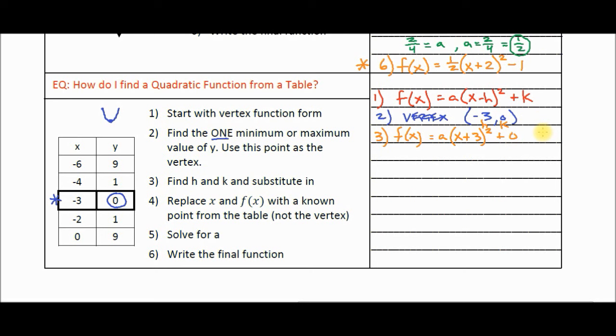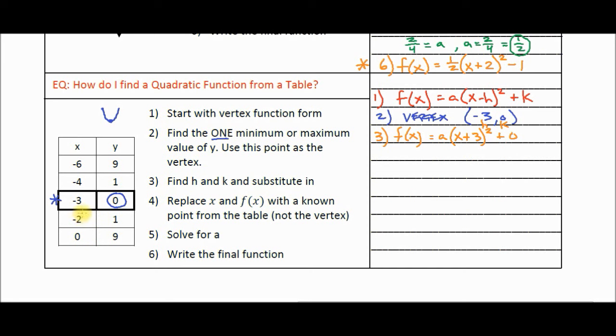Actually, class, you can realize if you're just adding 0, it's not doing anything. So we can drop it off in the next step. So find h and k and substitute in. That's what we did. We substituted the value of h and the value of k. Number 4 says replace x and f of x with a known point from the table. Now, you can't use the vertex for this point, but you can use any other point. And I'm going to tell you, if I had to use negative 6, 9, negative 4, 1, negative 2, 1, or 0, 9, these both look like the easier ones for me to use.